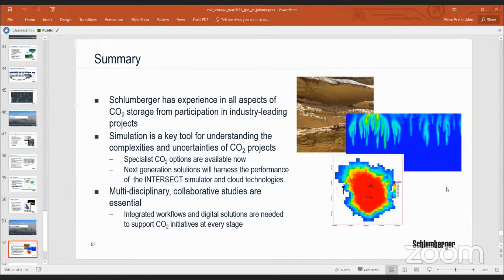All right, we have another question here from Heather. What are the leading methods of injecting to reservoir? Does Schlumberger have preferred or proven technology?